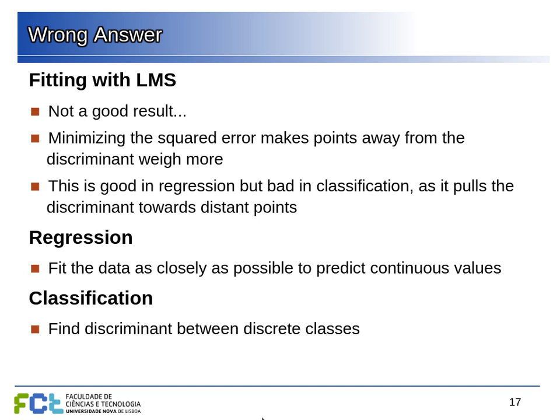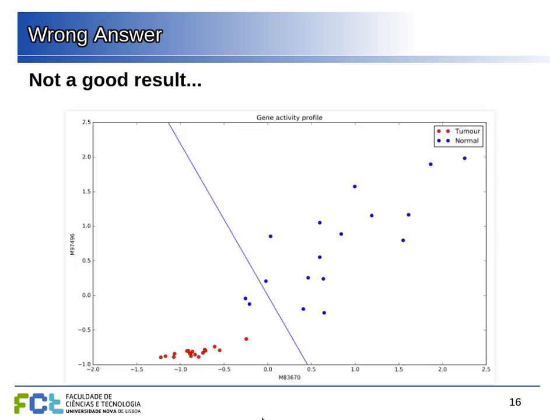I said in the first lecture that we are doing regression when we are trying to predict a continuous value, and classification when we're trying to predict integer classes or discrete classes. But this seems a bit of an arbitrary distinction. With this example, you can understand better the difference between the two. In regression, we are trying to fit a line as close as possible to all the points.